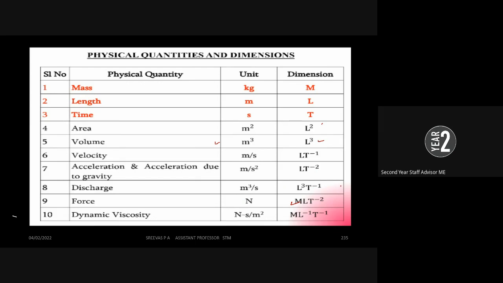And dynamic viscosity is Newton second per meter square, so it will come as ML raised to minus 1 T raised to minus 1. Newton is what? MLT raised to minus 2, into second T, divided by L square. So it will become ML raised to minus 1 T raised to minus 1. Dynamic viscosity.